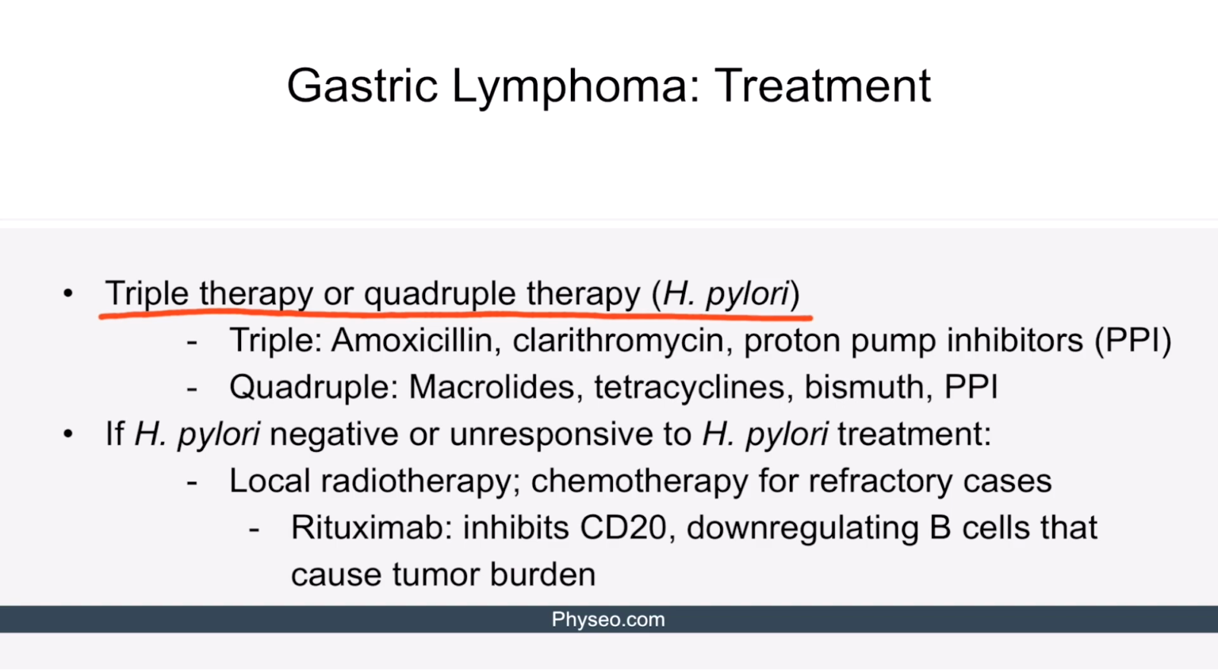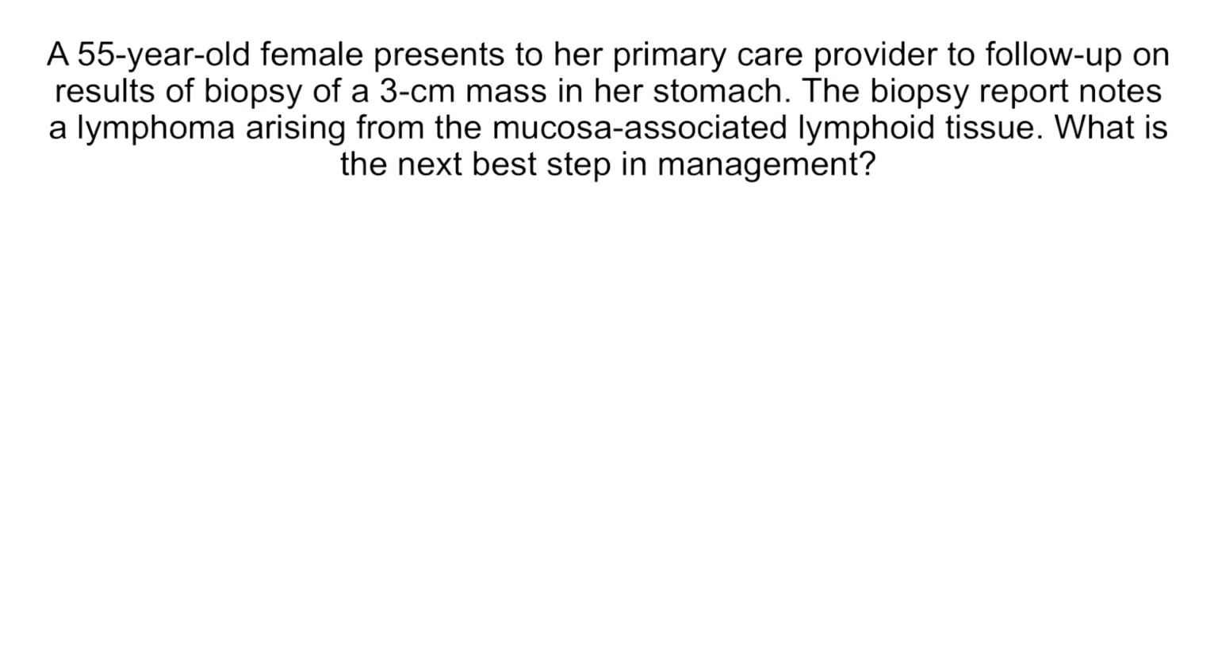In a minority of patients, the H. pylori test turns out negative, or their lymphoma is unresponsive to treatment of H. pylori. In such cases, the recommended treatment includes local radiotherapy. Chemotherapy is used for refractory cases. One of the most frequently used agents is rituximab. Recall that the mechanism of action of rituximab is to inhibit CD20, which downregulates the B cells that cause tumor burden in gastric lymphoma. So let's read a question.